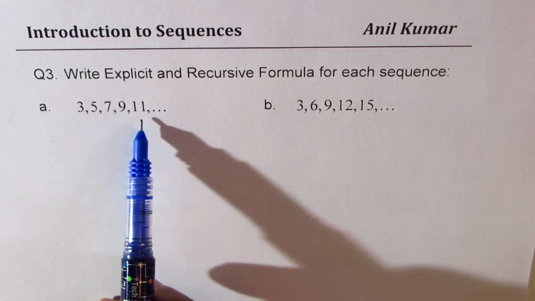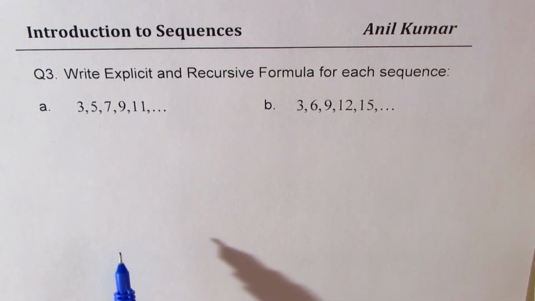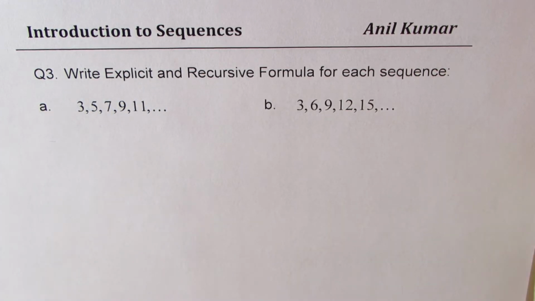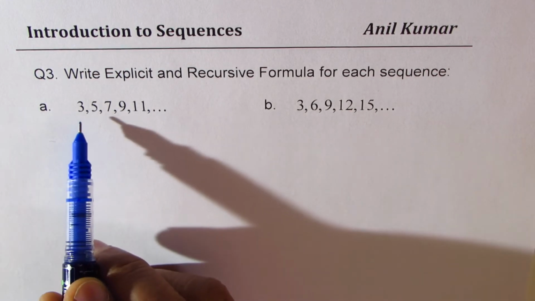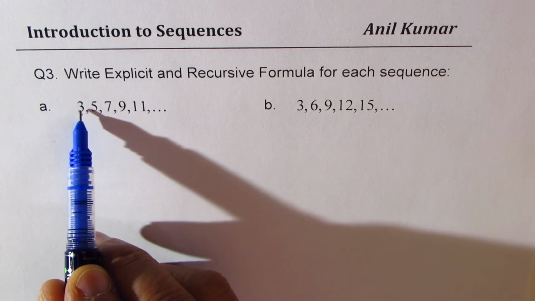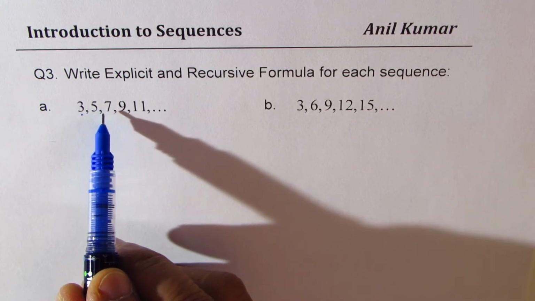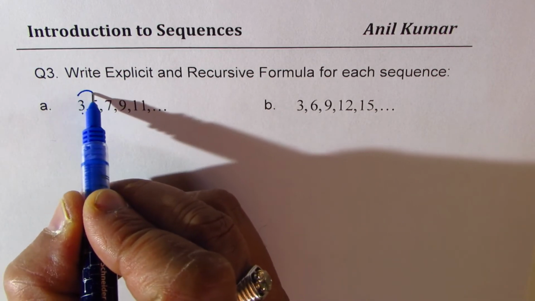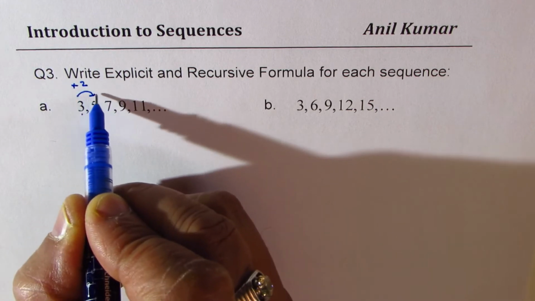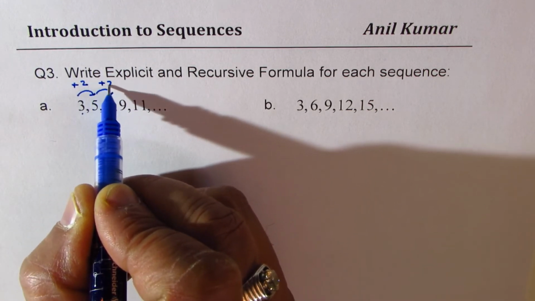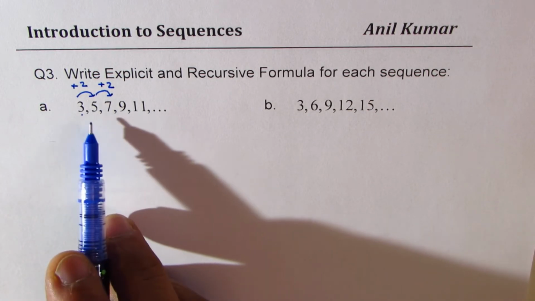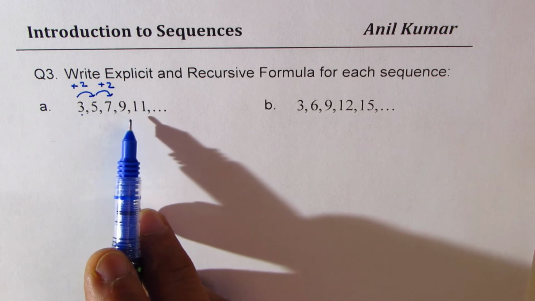This time we are given the sequence. We are given 5 terms and we have to write both. Explicit means general formula and recursion means in terms of previous term. So the first term is 3, and then we add 2 to get 5. So it is like adding 2 each time. It's a sequence which is generated by adding 2.